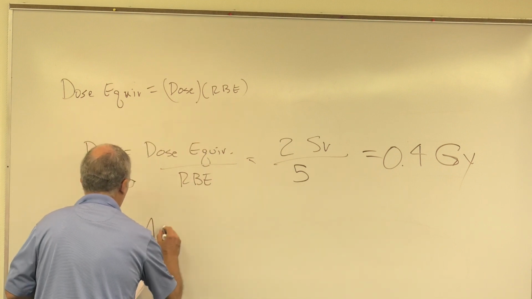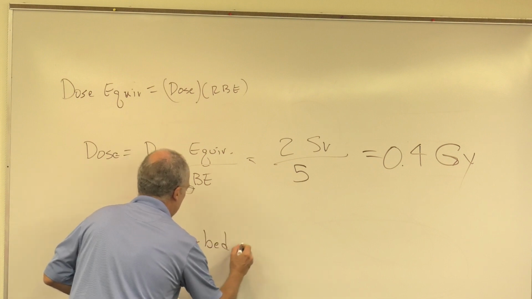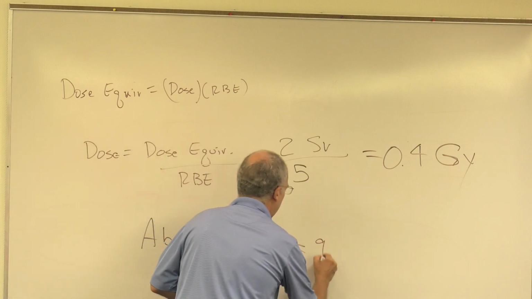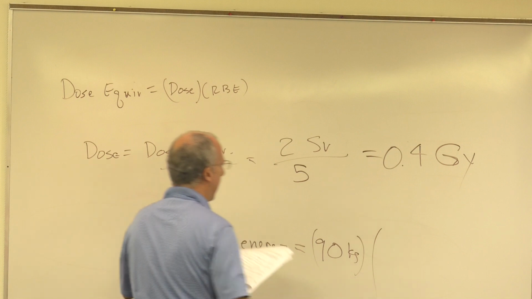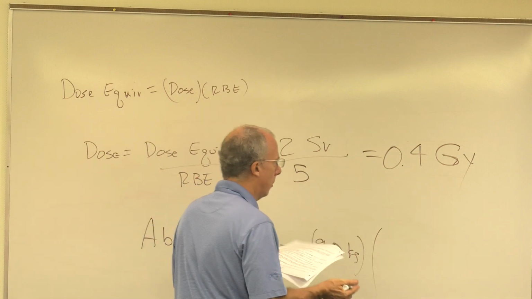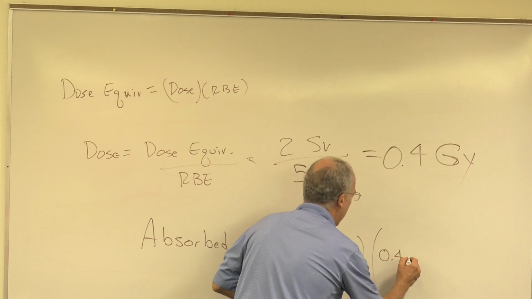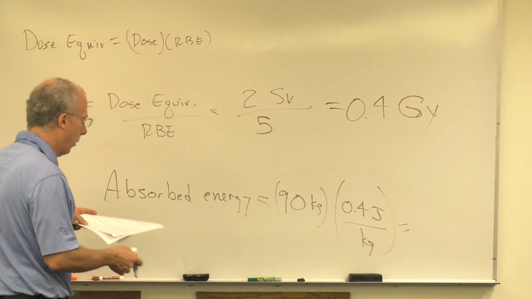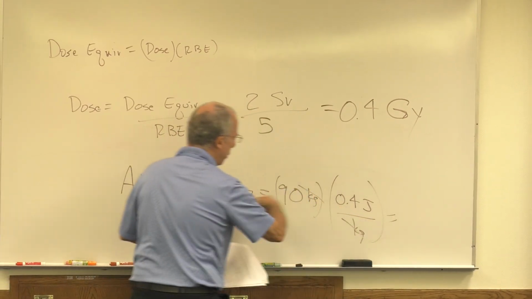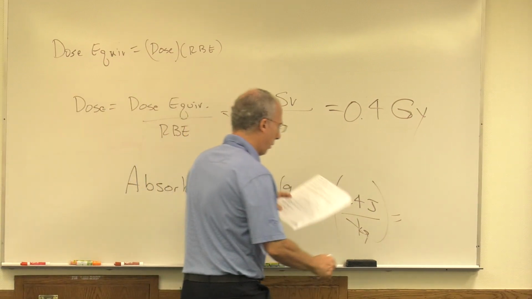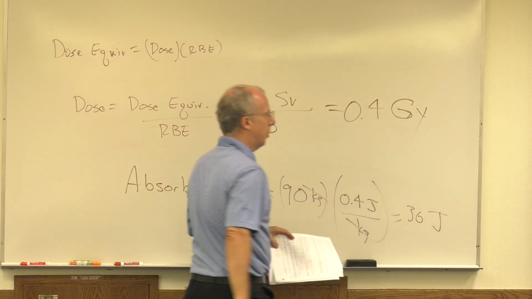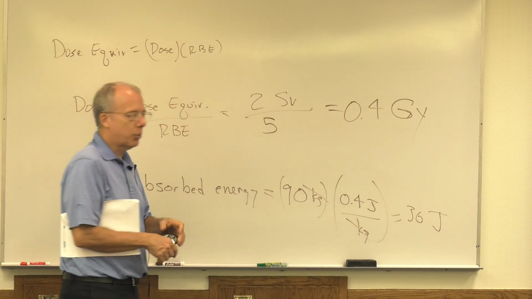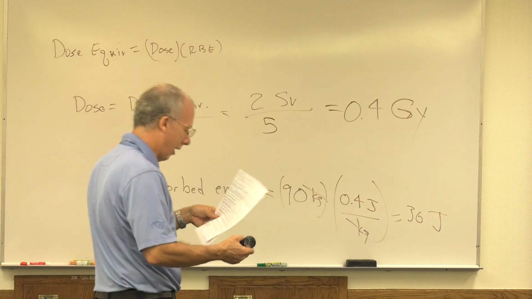So now we have to say that the absorbed energy is equal to the 90 kilograms and 0.4 grays. Again, what's a gray? It's 0.4 gray, but a gray is a joule per kilogram. A gray is a joule per kilogram. Units work here. So we get 36 joules. So the guy absorbed 36 joules of radiation energy. Now, of course, we want to know, well, is that going to kill him or what? We're going to talk about that.